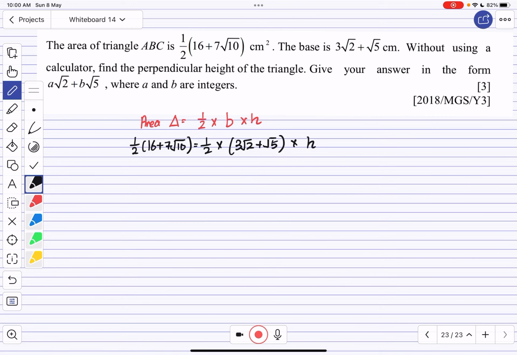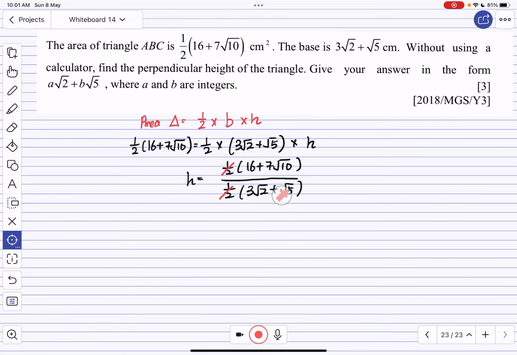Okay, so now if I want to find the height, I will take this area divided by this, right? And height, half of 16 plus 7 square root 10 divided by half of 3 square root 2 plus square root 5. Okay, seeing how half is a common factor, we can cancel it off.